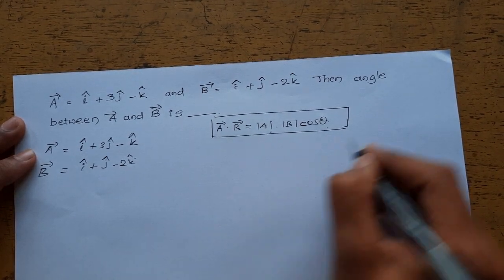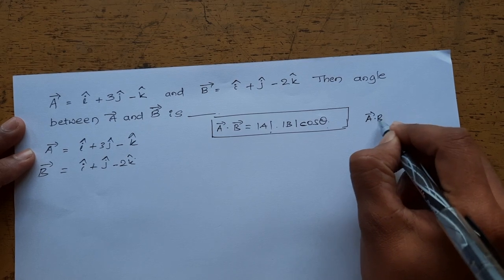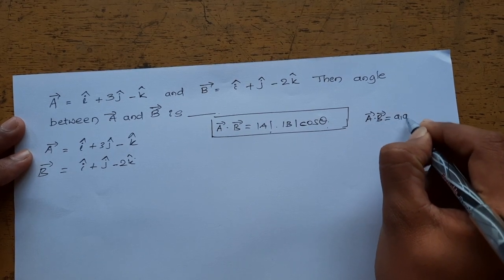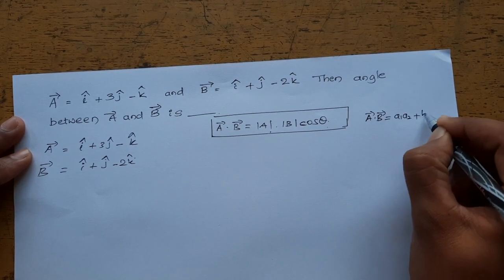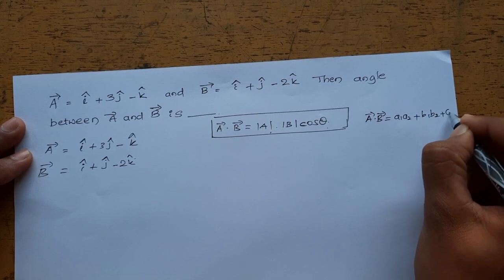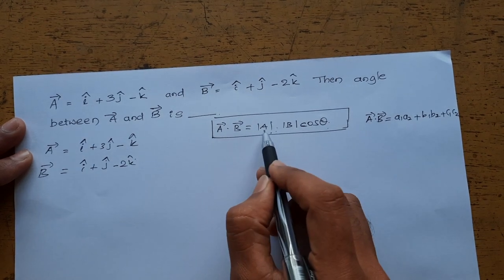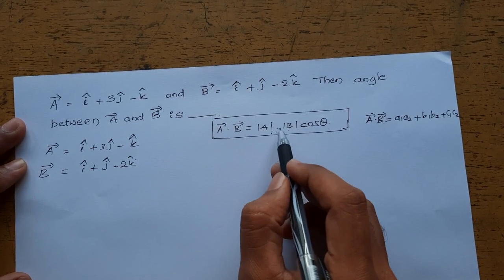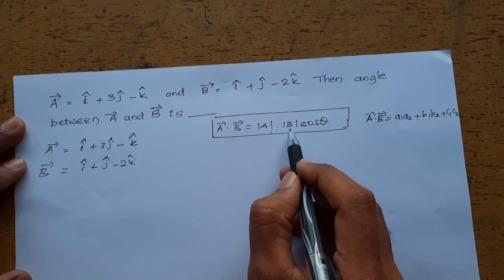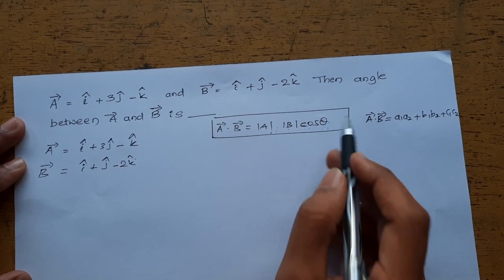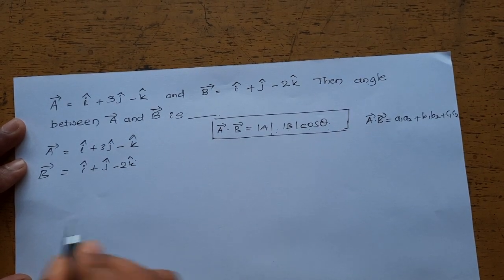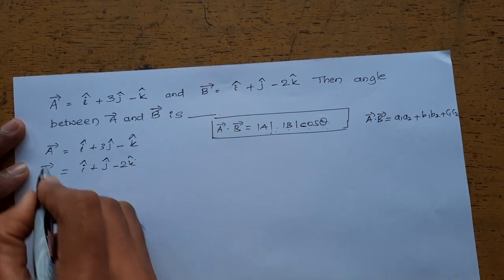In the previous problem, I told you a dot b can be found with the help of this formula: a1 b1 plus a2 b2 plus c1 c2. And then mod a, mod b, we have to find the magnitude of vector a, the magnitude of vector b, and the remaining cos theta. So we will see how to find the magnitude of any vector.